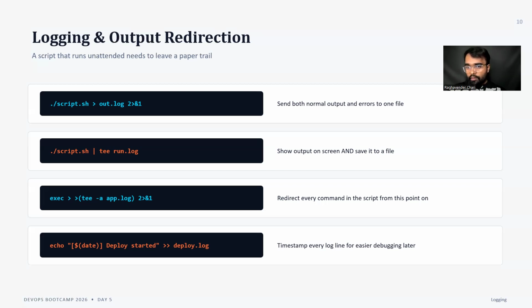And here is another log file you are using, to show output on screen and save it to a file. And we are using app.log. It redirects every command in the script from this point on. And deploy.log: timestamp every log line for easier debugging later. So we are using the date command with the timestamp.